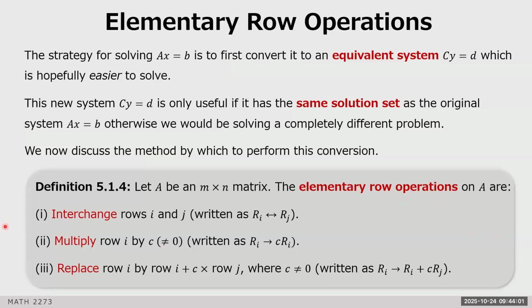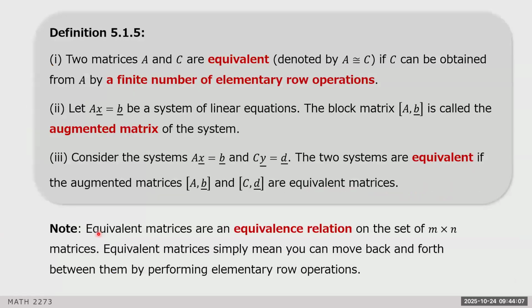Why is it only these three? Or where did they even get these three operations from? That's given by this definition. So two matrices A and C are equivalent, and we write A is equivalent to C, if I could obtain C from A by performing a finite number of elementary row operations. So take a matrix A, do a couple of those row operations, any one of them, any combination, and you get another matrix C. Then we say these two are equivalent.